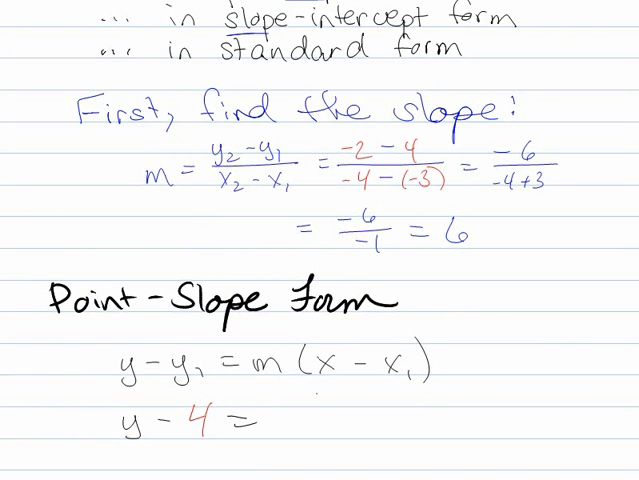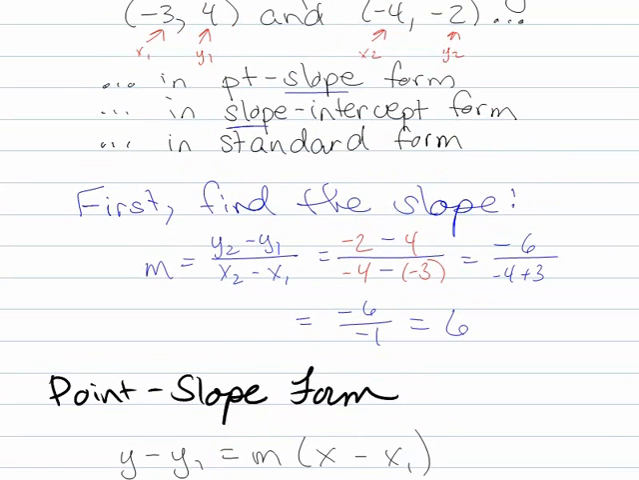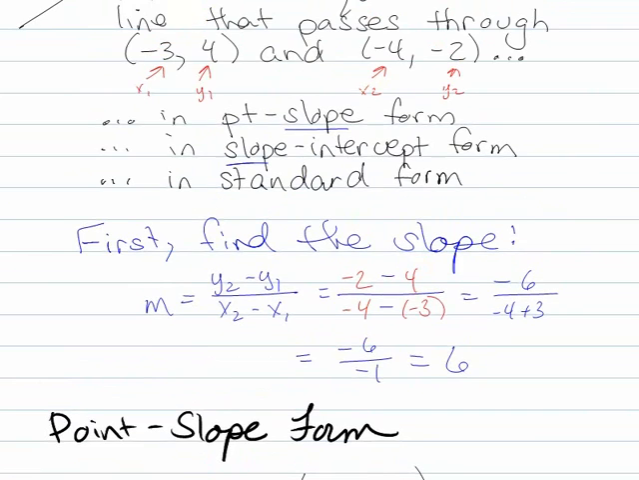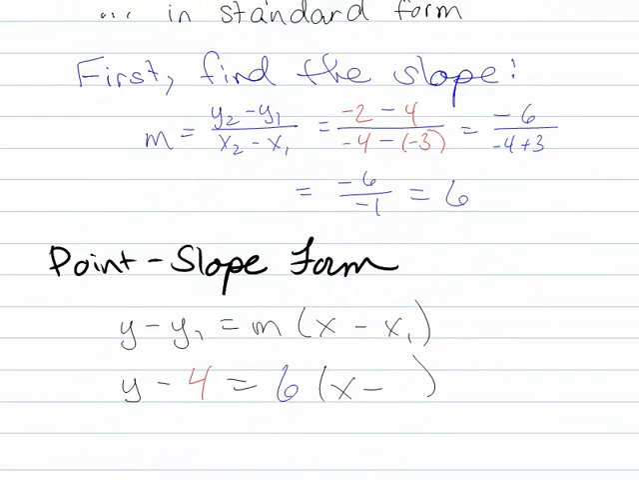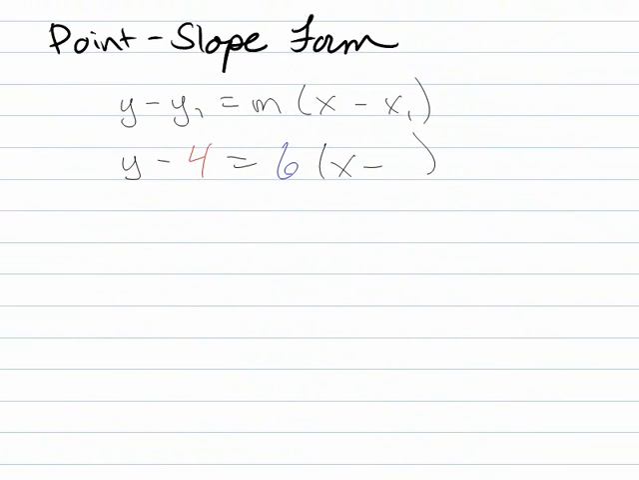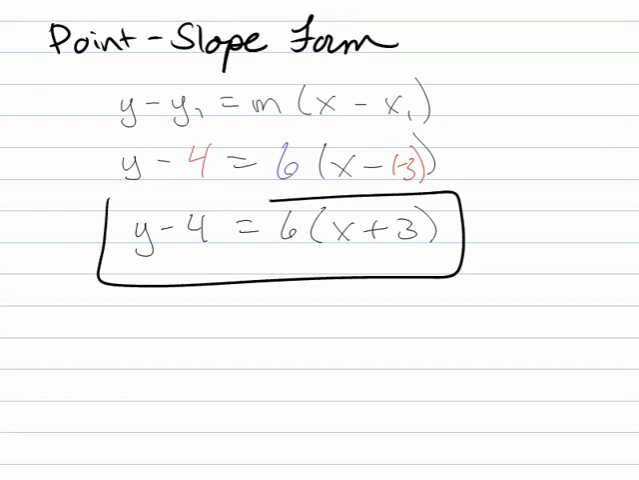And my m is 6. And then my x1 up here, in case you're wondering where I'm looking, right here, my x1 is -3. And I can go in here and simplify a little bit, but not too much. And there it goes. That's my point slope form. I'm already done with that one. Yay! Next one is the slope intercept form.